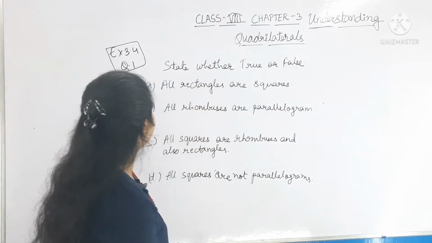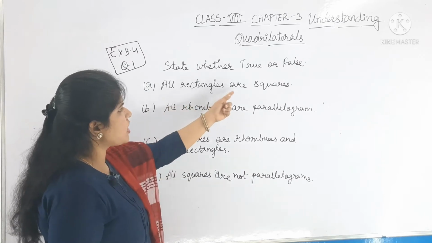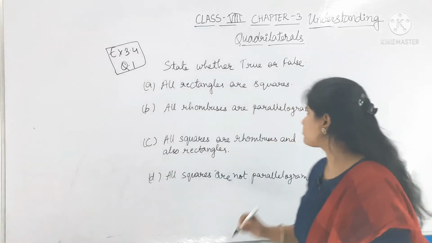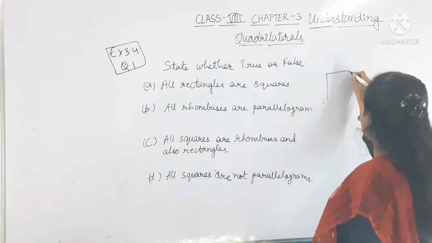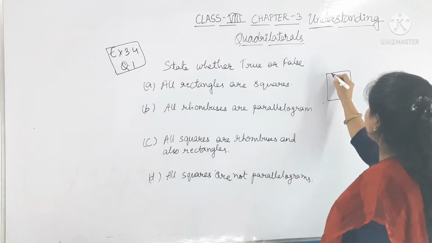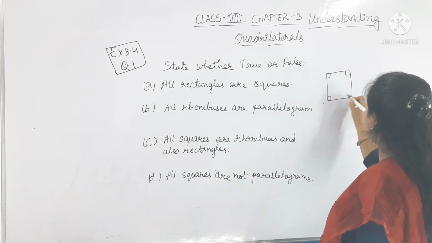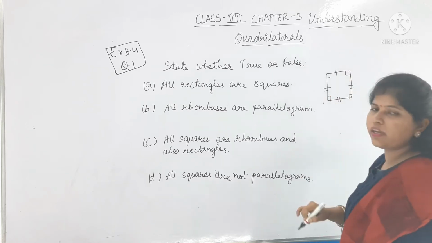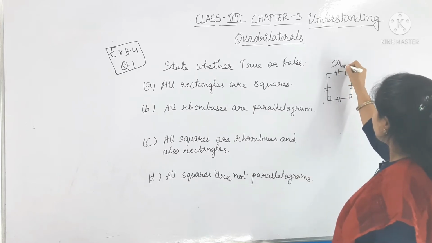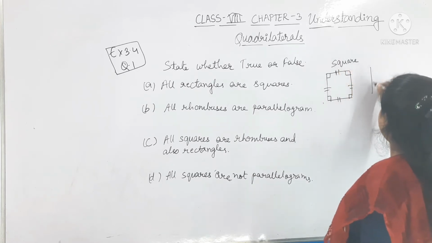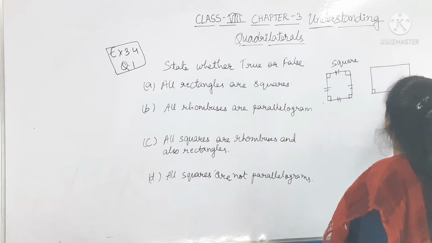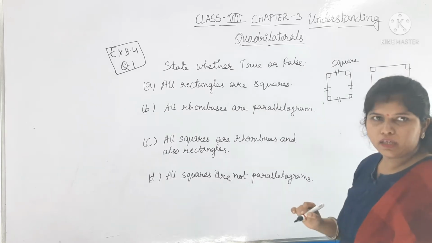You can see here part A: all rectangles are squares. Can all rectangles be squares? We can draw a square. This is a square. All angles are 90 degrees and all four sides are equal. And we know the rectangle here. This also has angles that are 90 degrees and equal.